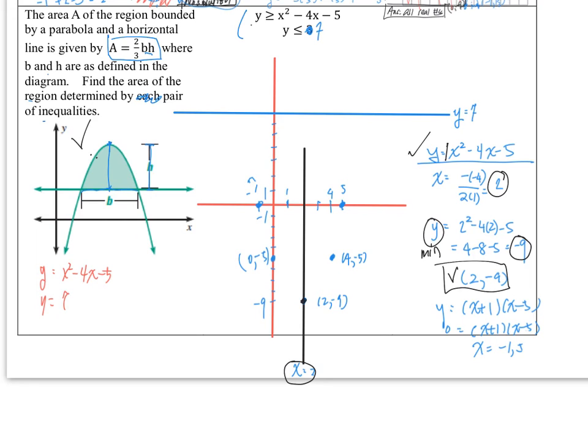which I plotted for you here. And then I looked for my y-intercept. My y-intercept would just be 0, -5. And then I found the reflecting point of 4, -5. To make this graph even more precise, I can find the zeros. So I went ahead and took the quadratic equation, y equals x squared minus 4x minus 5, and I factored it and then set it equal to 0. And then my zeros will be at -1 and 5.